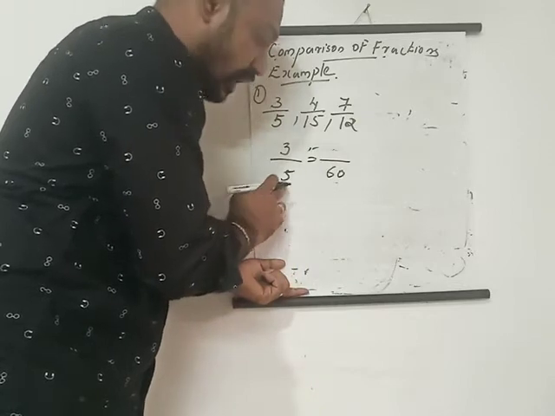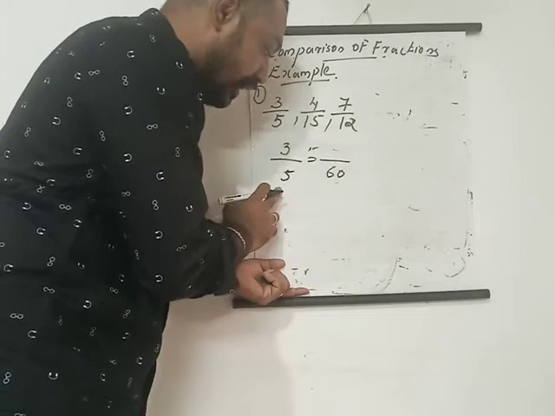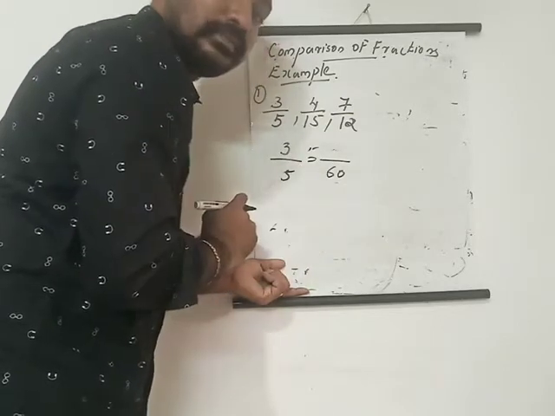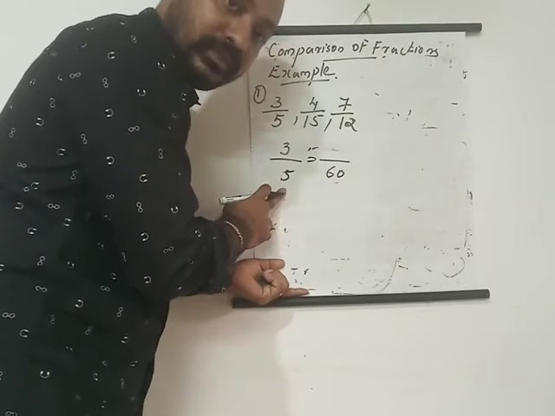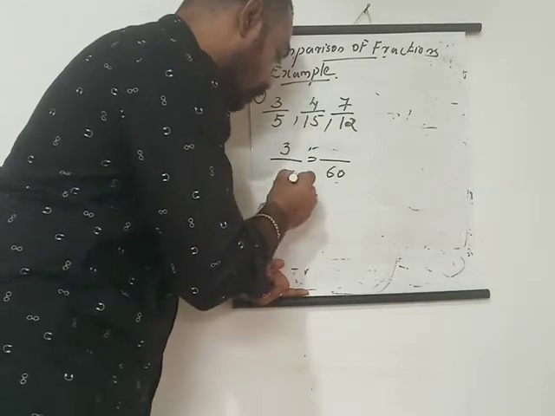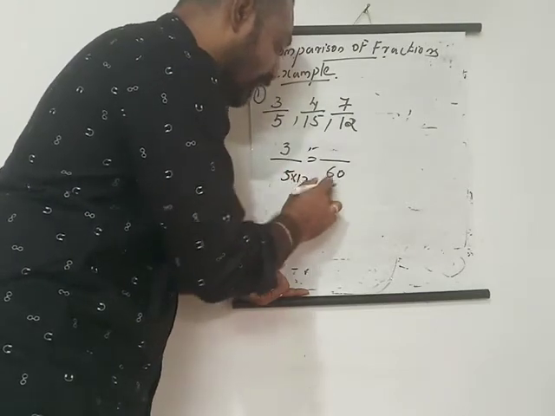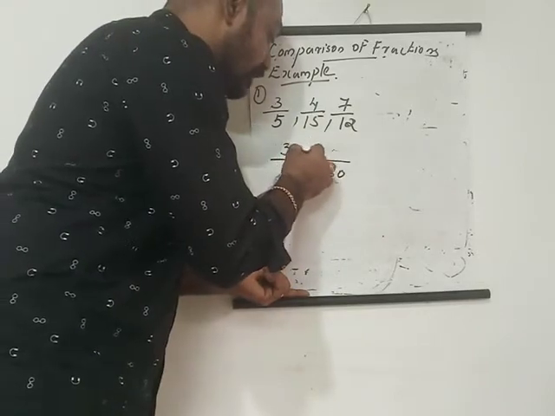Now to convert it in terms of 60, we have to multiply 5 with a number, isn't it? So how many times 5 is 60? You can use your common sense, because 5 tens are 50, isn't it? Then 5 elevens are 55. 5 twelves are what? 60. So if I multiply by 12 only, I can get 60 here. Okay, same thing you have to do here. That is the important thing.